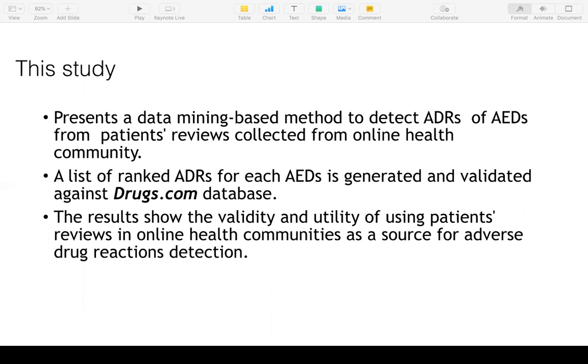Because of the importance of pharmacovigilance, our paper presents a data mining based method to detect ADRs of antiepileptic drugs from patient reviews collected from an online health community. A list of ranked ADRs for each AED is generated and validated against the drugs.com database. The results, which we will show later in this presentation, show the validity and the utility of using patient reviews in online health communities as a source of adverse drug reaction detection.